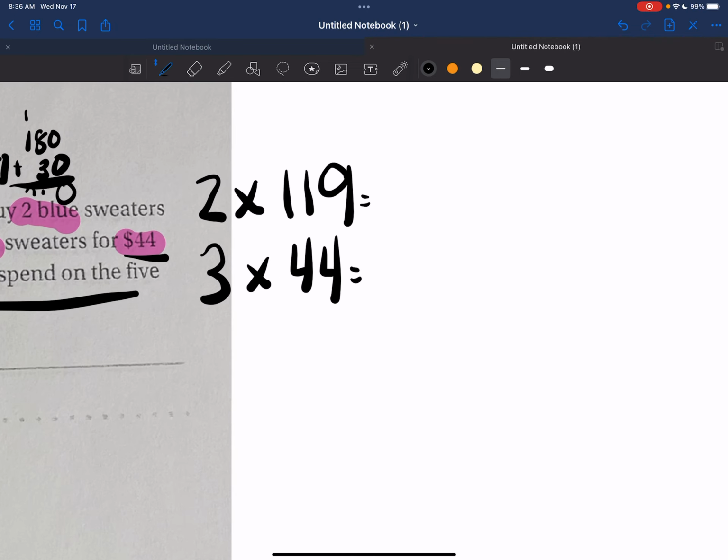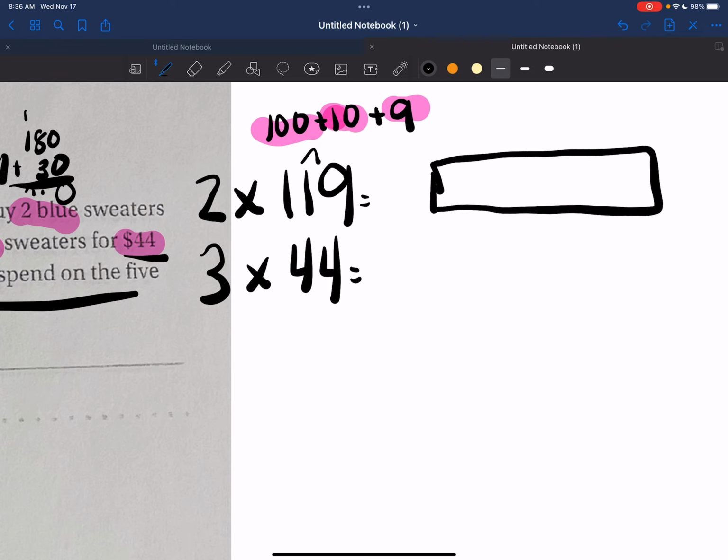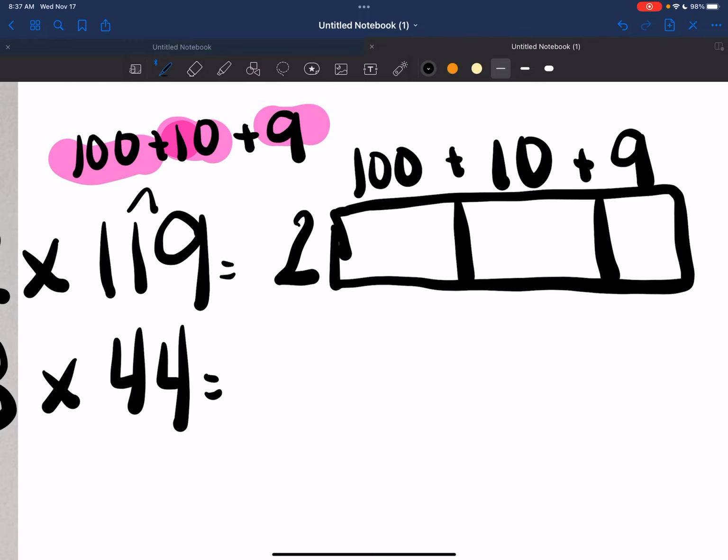Now, I'm going to come over here and just take it step by step. I can use my box method to help me. Let's start with 2 times 119. Let me write 119 in expanded form. That would be 100 plus 10 plus 9. I can see that I have 3 numbers here, so I'm going to need 3 boxes. And above each one, I write that number in expanded form. Along the side is my 2. And now I just multiply in each box.